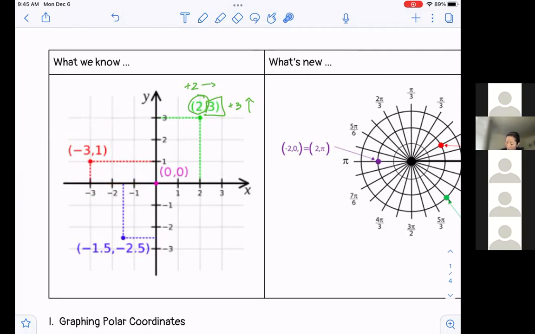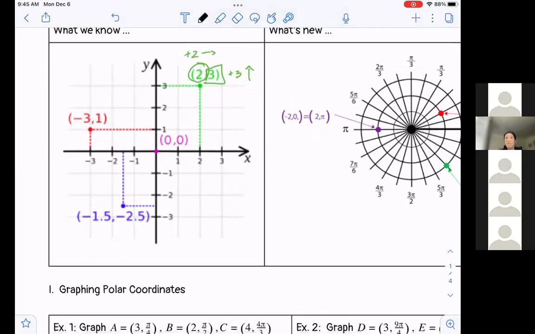And last but not least, if we wanted to even plot decimals, we could do that. It's a little bit less pretty, but in this example, we have negative 1.5, comma, negative 2.5. So we would go to the left 1.5, and then we would go down 2.5 to get to our point, okay?